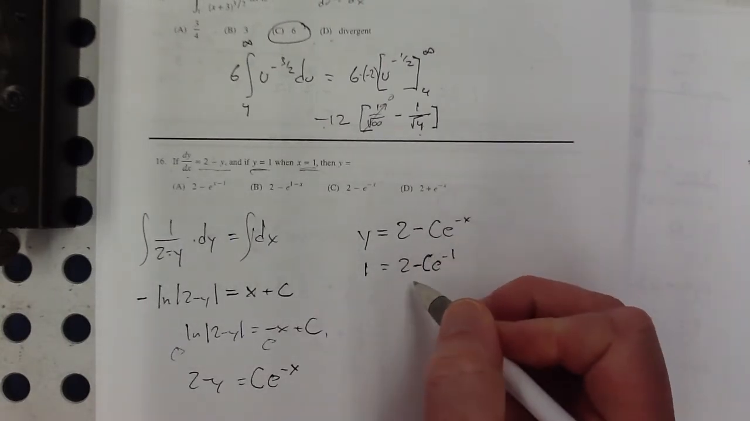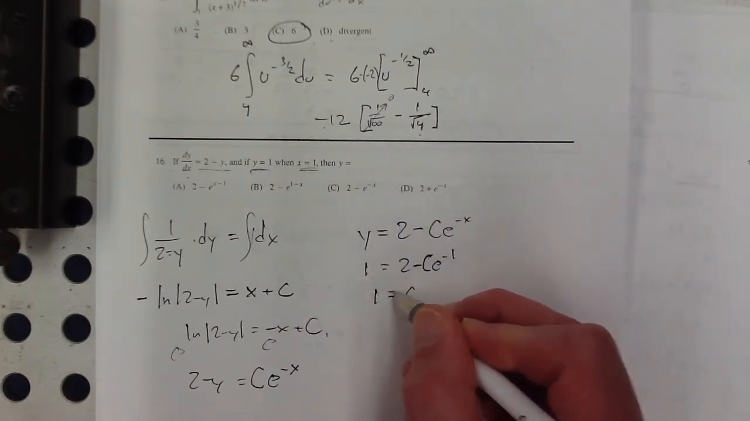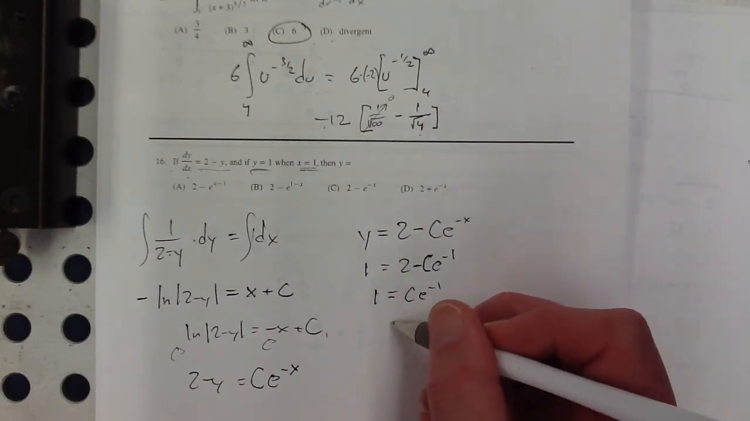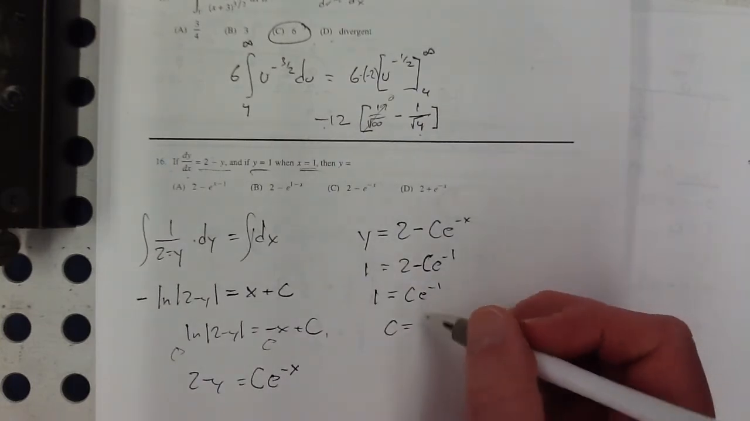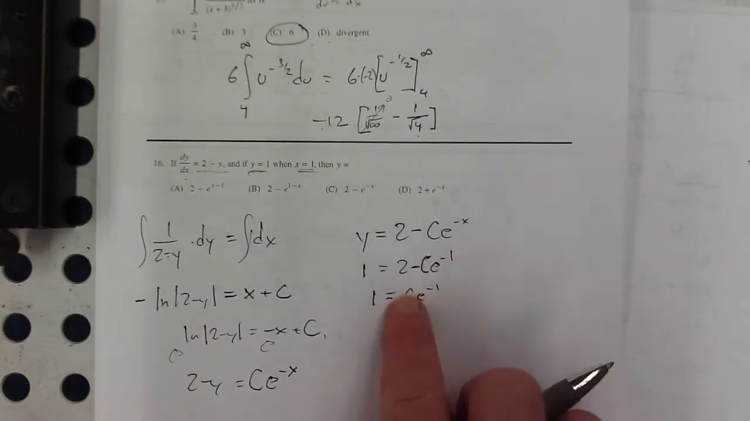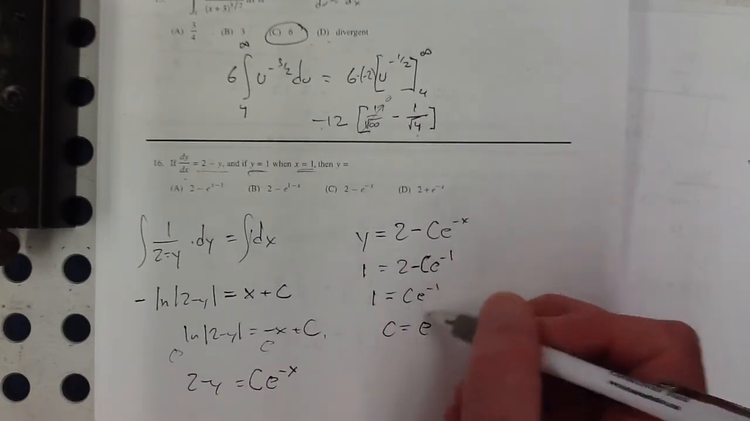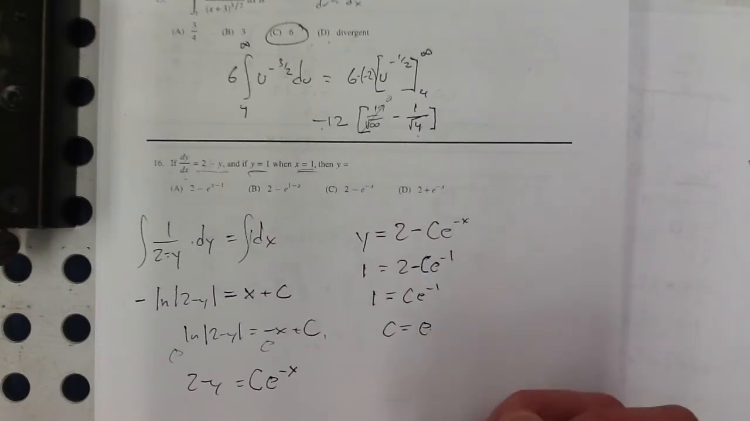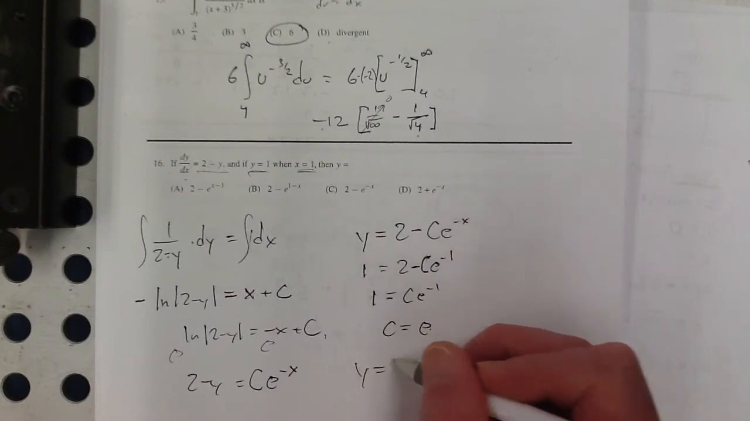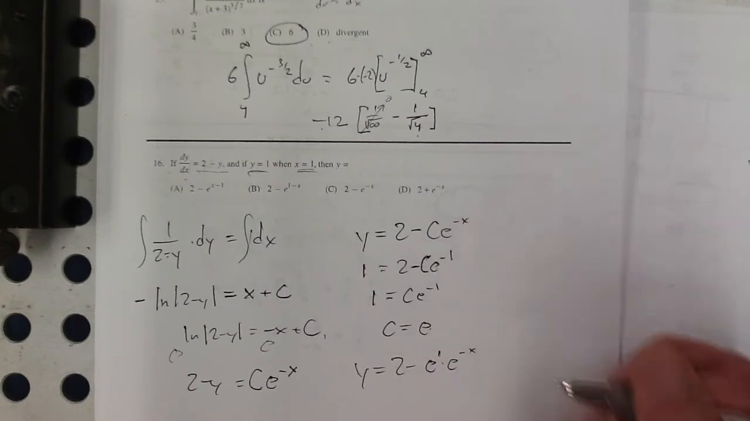So let's see. If I subtract that over here and then flip the signs, I think I get that. So c must be equal to e, right? Because e times 1 over e is equal to 1. You can do other math, divide by that, whatever you want, to get that. And that means y is equal to 2 minus e times e to the minus x. And that's e to the 1.